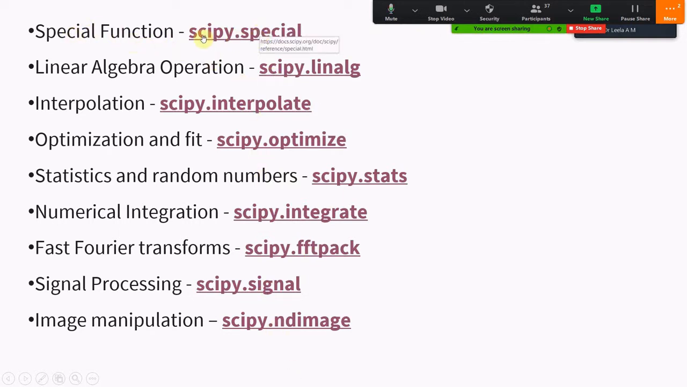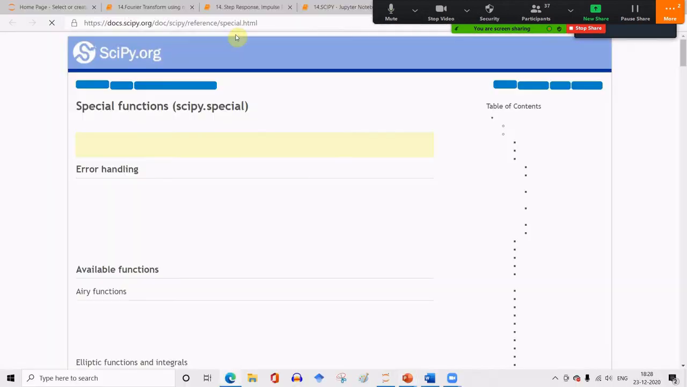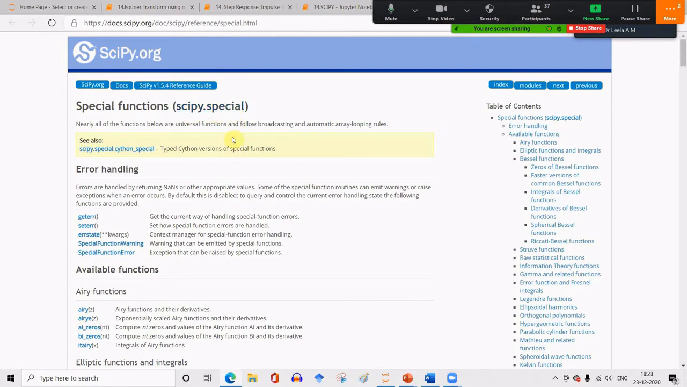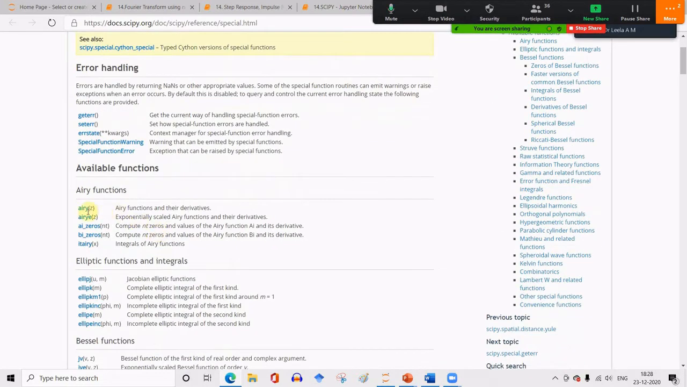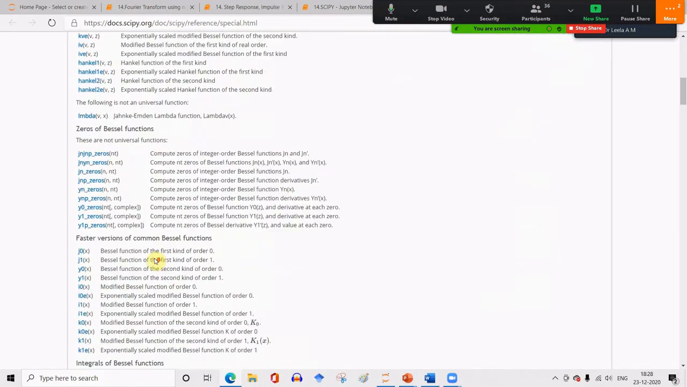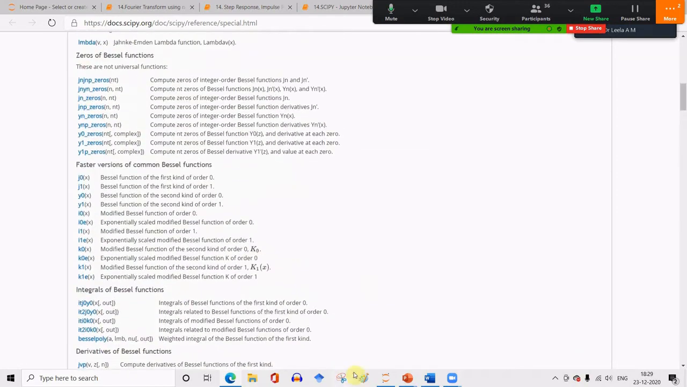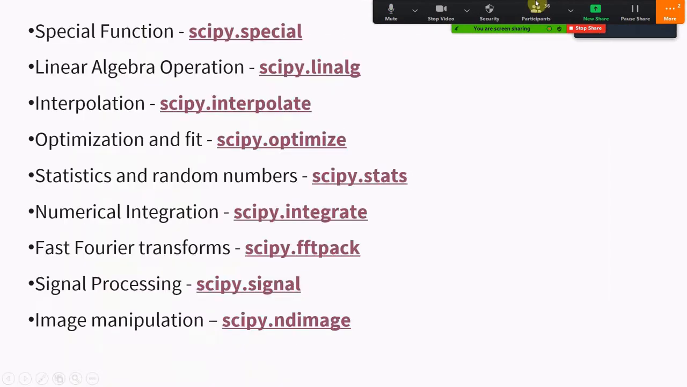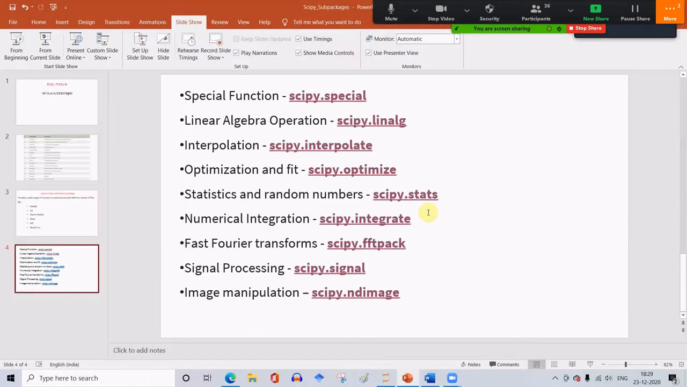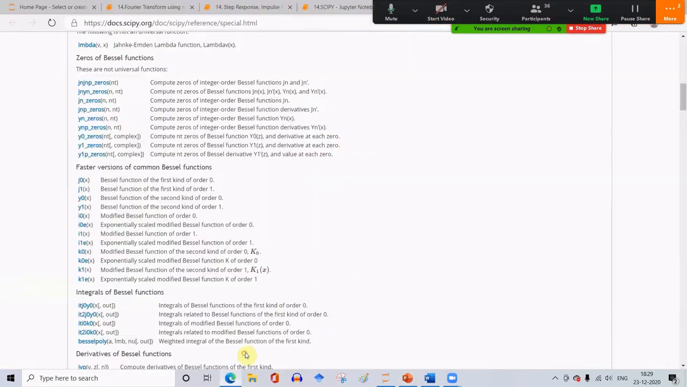Some of the SciPy packages you can see here. There is a package, SciPy.special. So you can go to this. This opens the special functions. So here are the various special functions available. You can go to the documentation site and see the various functionalities of all these sub packages. Each of these you can explore, and some of them I'll be using today for demonstration. Okay. So let me share my Jupyter notebook.